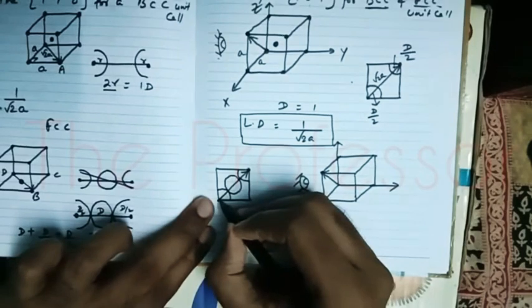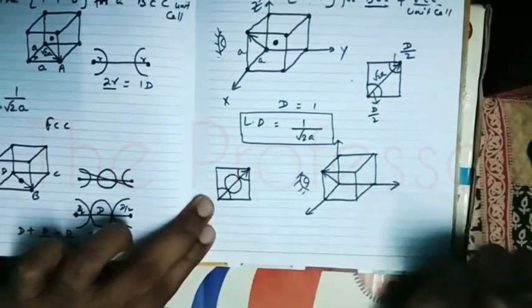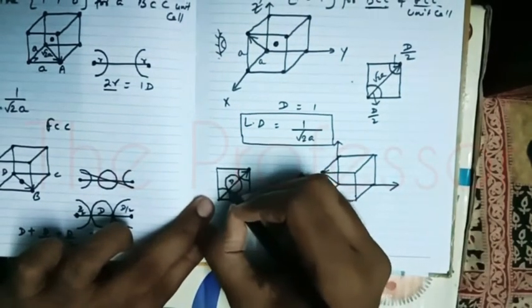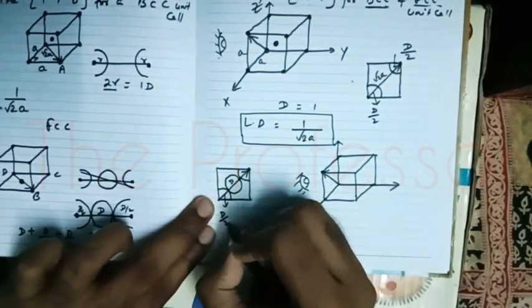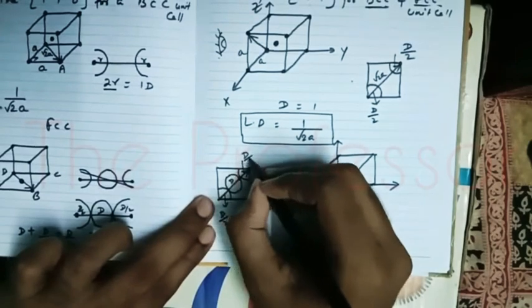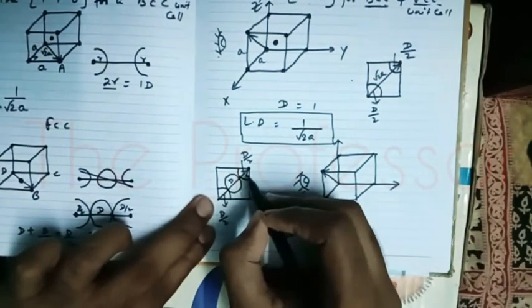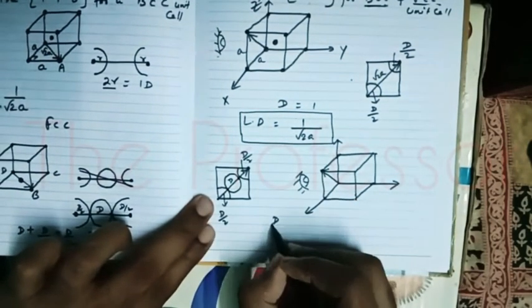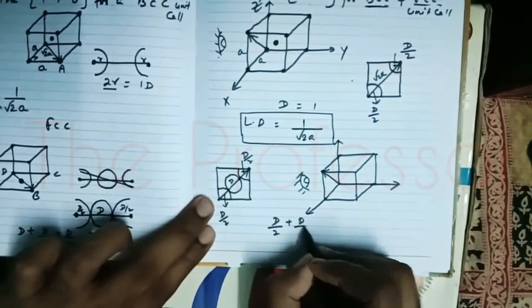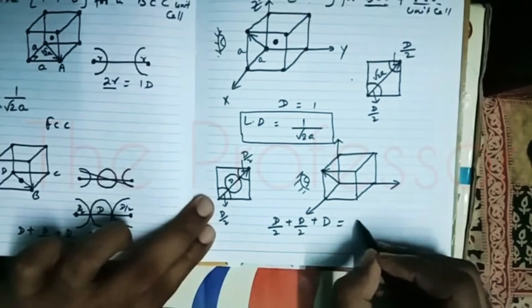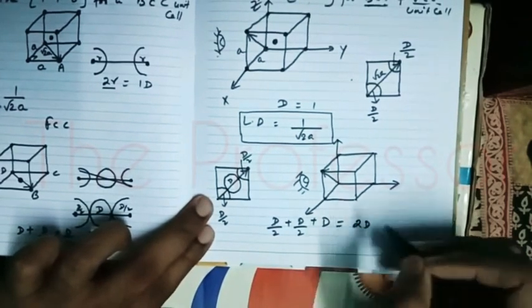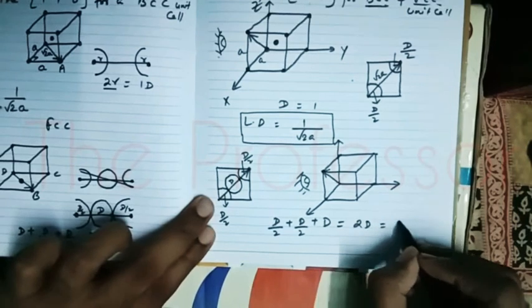So what is the number of diameters along this direction vector? See, we have one complete diameter from here to here. We have d by 2 here, and we have d by 2 here. So how many diameters do we have here? We have d by 2 plus d by 2 plus d. So the total number of diameters which we have here is 2d. So the total number of atoms which we have here is 2.